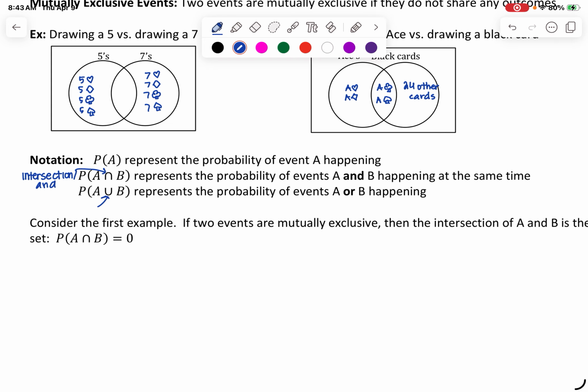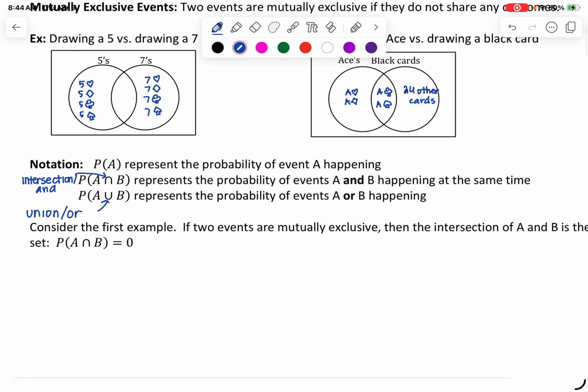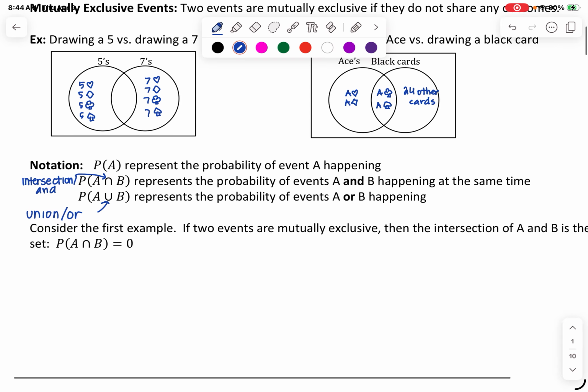This symbol right here, which we have seen before, is a union symbol, and that means or. So that's the probability of event A or B happening. Once again, intersection is A and B happening at the same time, and the probability of A union B is the probability of events A or B happening. Looking at our first example, if 2 events are mutually exclusive, then the intersection of A and B is the empty set. There's nothing there, so it is the empty set, which we can write like that.